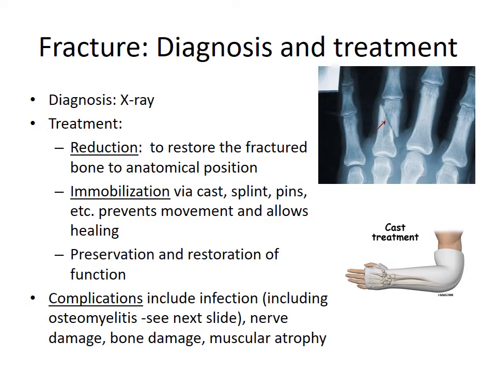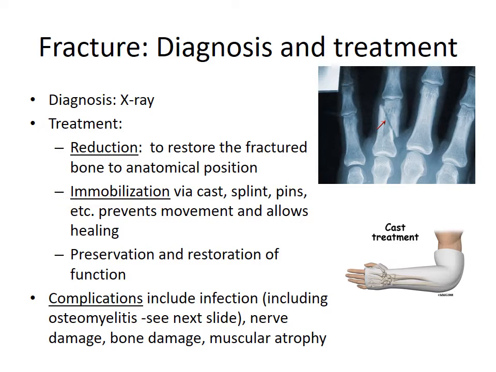So it's diagnosed, as we've indicated, with an X-ray. That's kind of the gold standard for diagnosing a fracture. To treat it, the first thing you want to do is what's called reduction. You need to get the fractured bone back in its anatomical position. As we said, the bone can heal itself as long as you put the pieces back where they're supposed to be. So once you've reduced the fracture, you need to immobilize it.